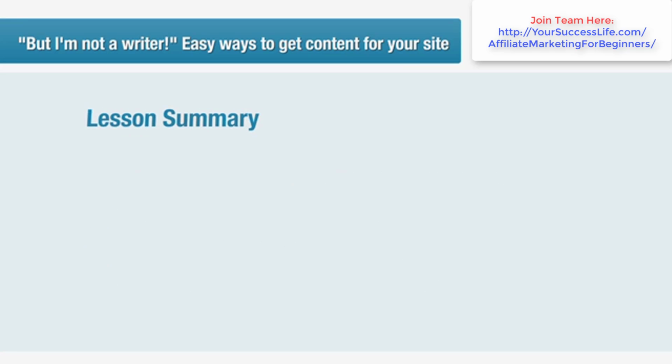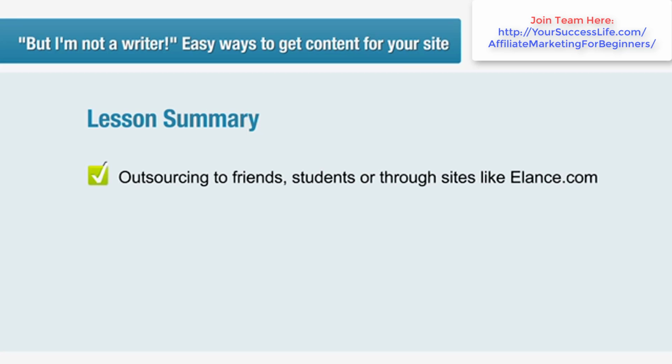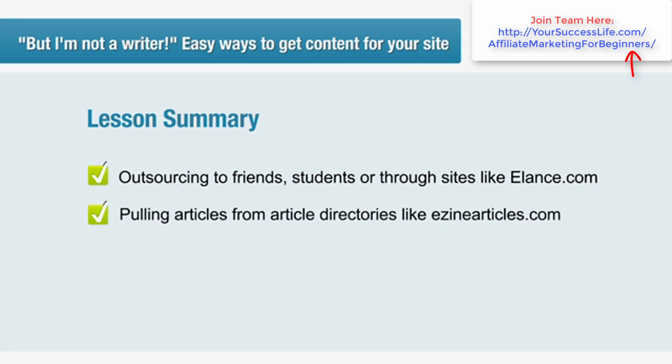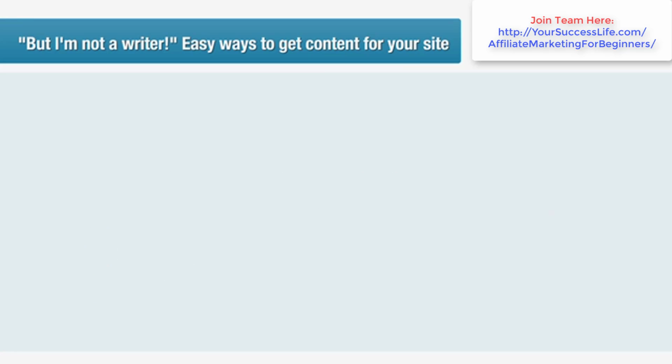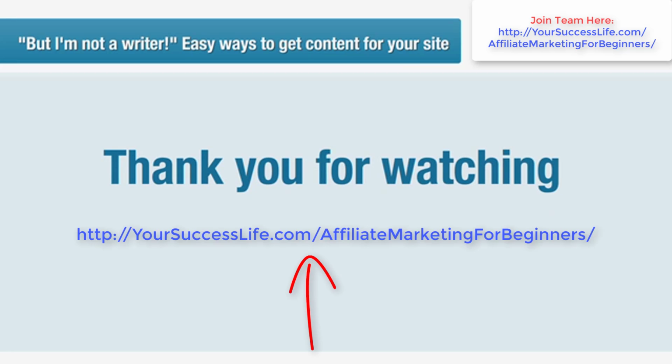And the lesson summary. In this lesson, you've learned a number of approaches to finding content for your website that don't involve pulling articles out of your own head. There's outsourcing to friends, students, or through sites like elance.com. Pulling articles from article directories like ezinearticles.com. Recording conversations or interviews and then transcribing them. And of course, blogging.